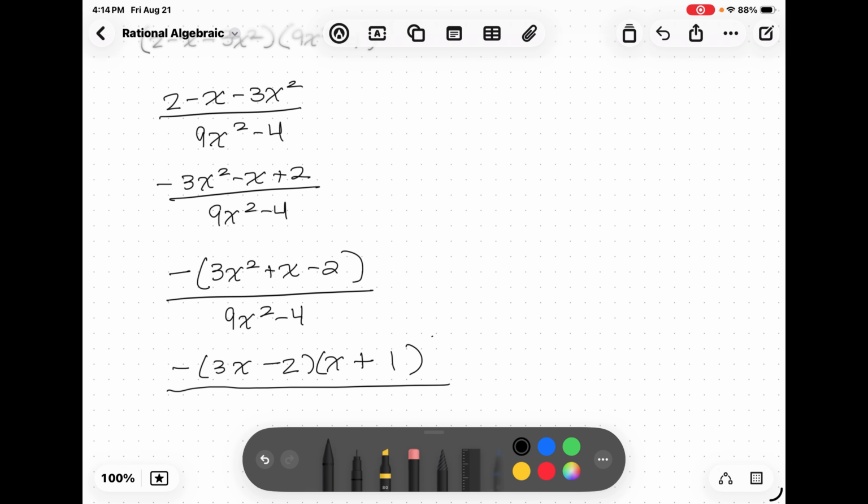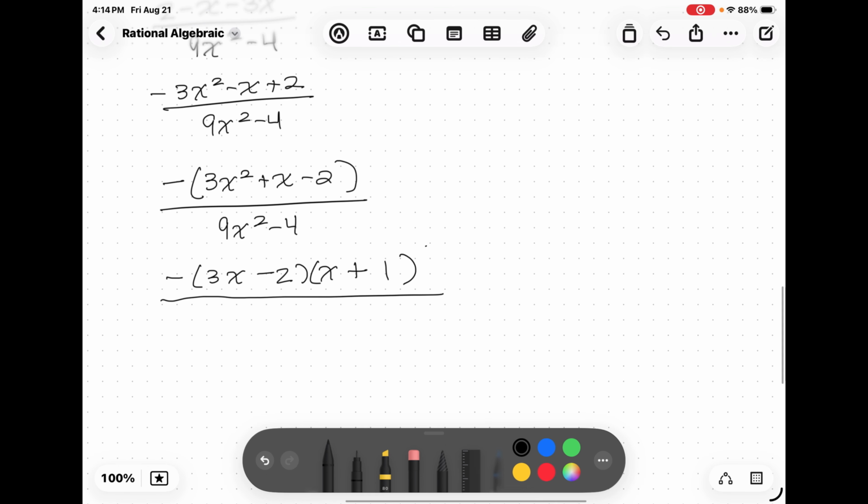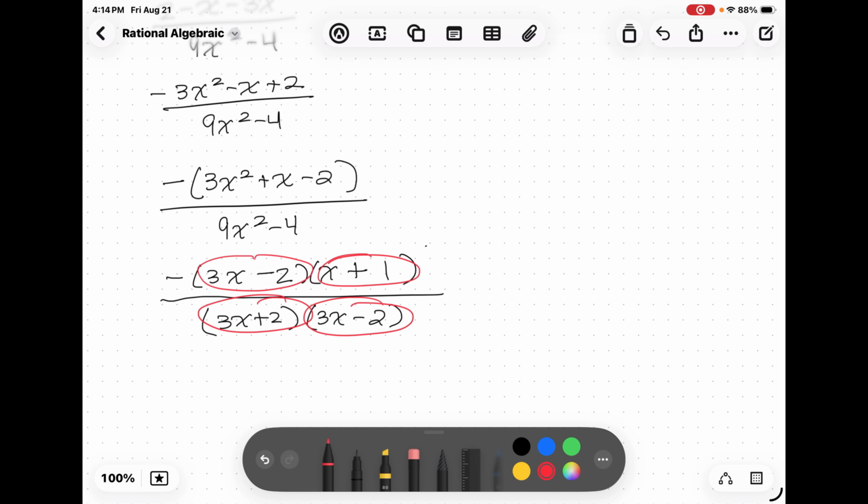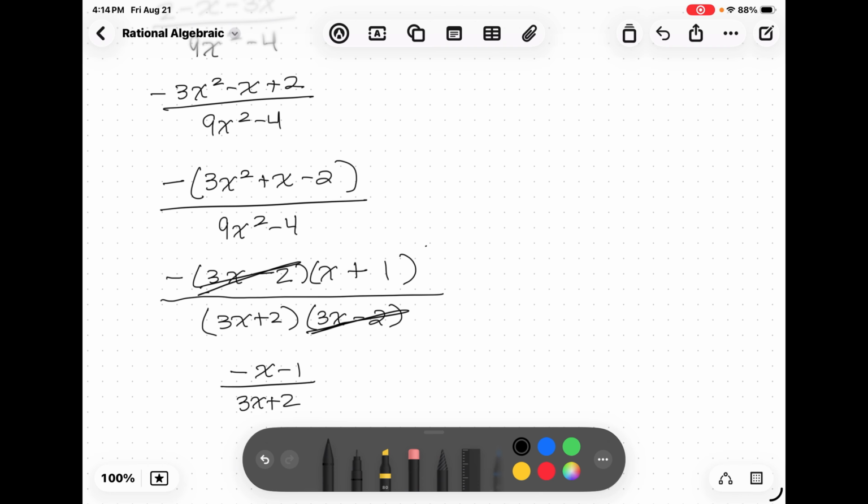The denominator, perhaps you can see, is a difference of squares. 3x plus 2, 3x minus 2. Factors. Cancel. 3x minus 2, 3x minus 2. Simplified as much as possible. I could go like this: negative x minus 1 over 3x plus 2.